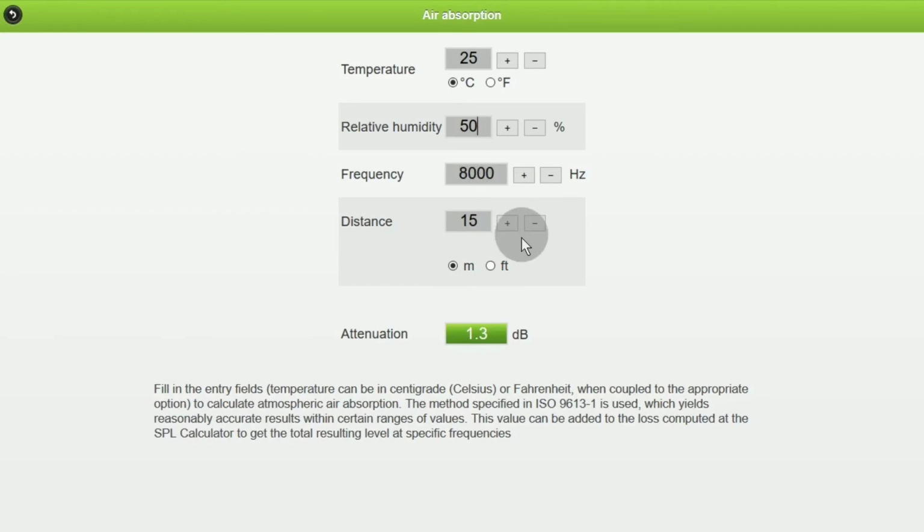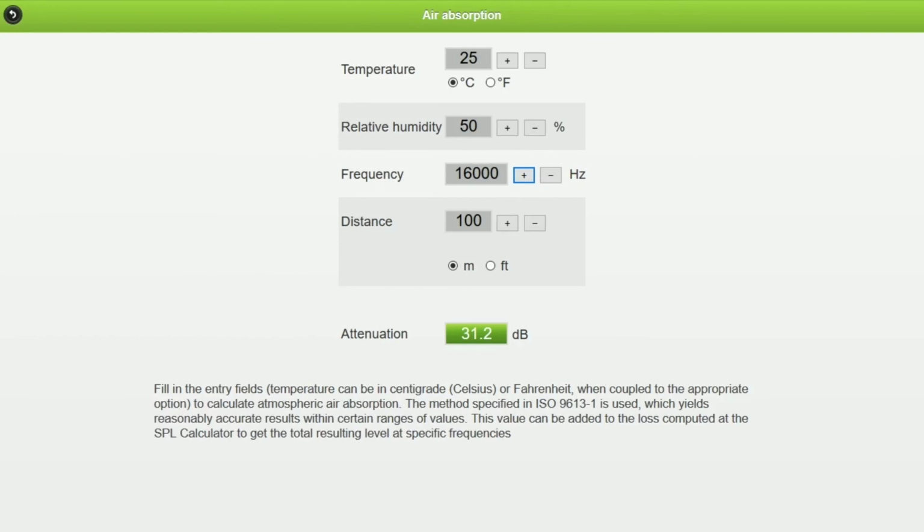Distance is also, of course, key. If we change this 15 to, say, 100, that increases dramatically. And frequency is also key. If we change this 8,000 Hertz to 16,000, we would, in this case, almost quadruple the air loss attenuation.